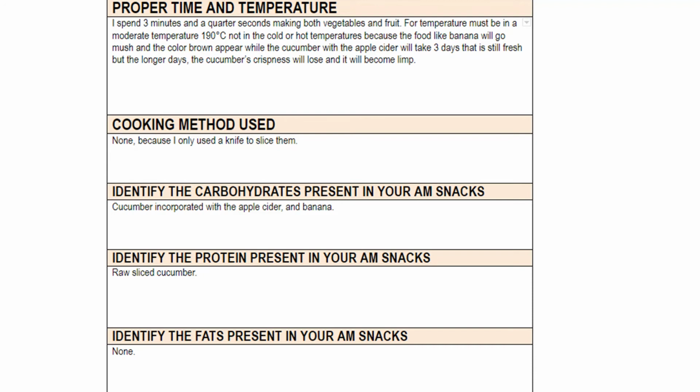In carbohydrates, it has only cucumber with apple cider and banana. The processes of digestion involved in this are the mouth, stomach, small intestine, and colon. While for protein, it has only the raw sliced cucumber. The processes of digestion involved in this are digestion in the mouth, in the stomach, and digestion and absorption in the small intestine.